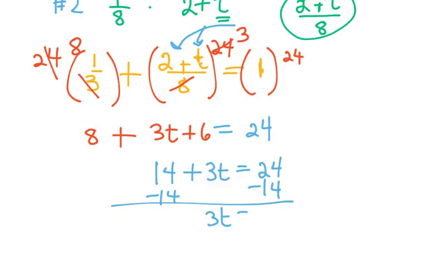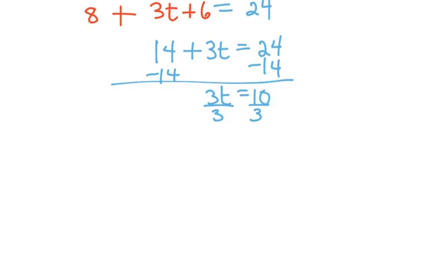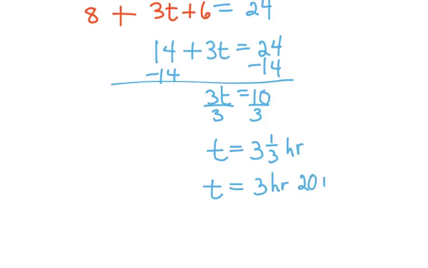I get 3T equals 10, okay, divide by 3, and I get T equals 3 1/3 hours. I hope you guys can all divide an hour into thirds and find 20 minutes. T equals 3 hours, 20 minutes.